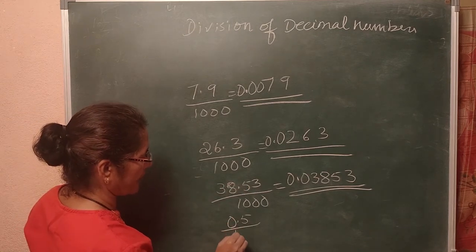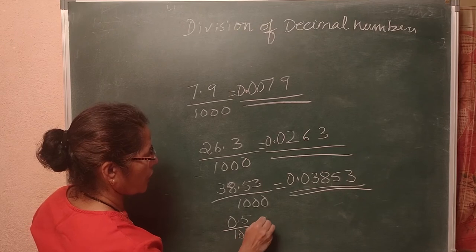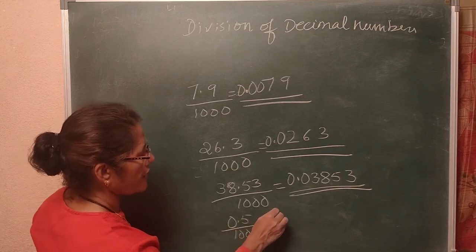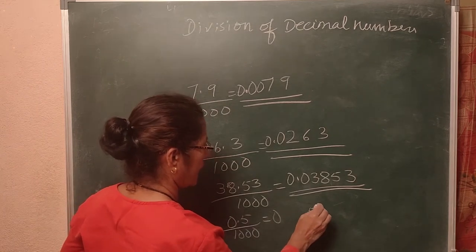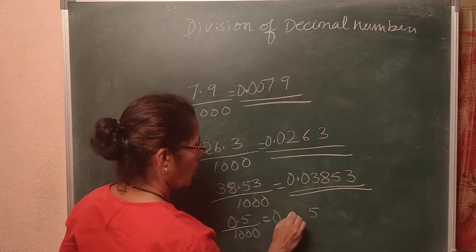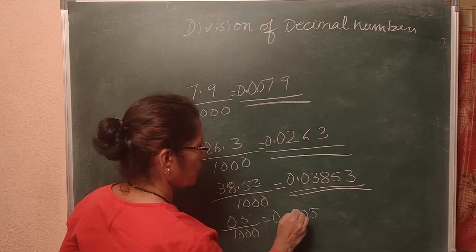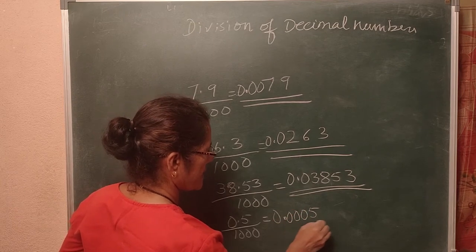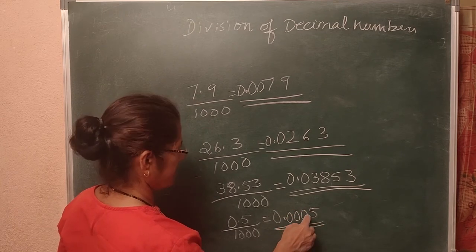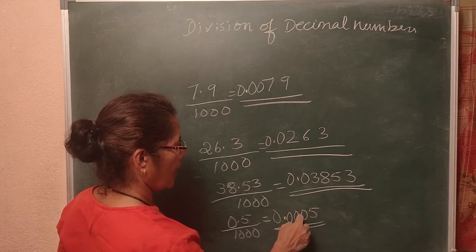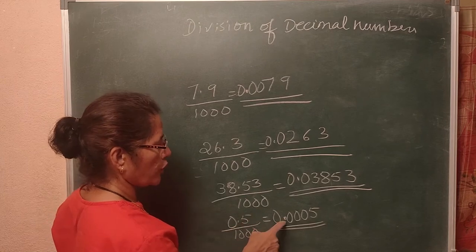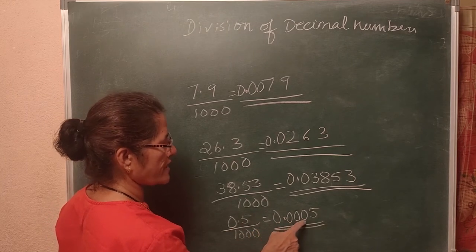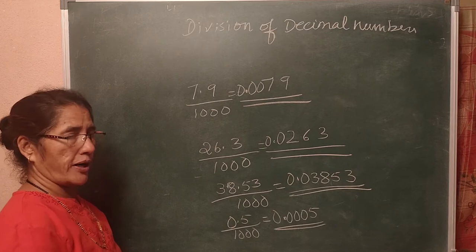Let me do the last one. 0.5 divided by 1000. So, the point is here. So, 5. Right? The point was here. 1, 2, 3. Shall we see? It was here. Correct? 1, 2, 3. So, what is the answer? 0.0005. I hope you understood.